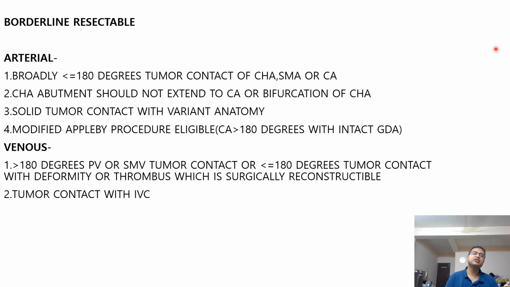Then in venous, if there is encasement of the veins, that is the portal vein or SMV, but up to a particular length which can be surgically reconstructed, it can again be resected. So in artery, usually we say up to abutment is resectable, borderline resectable. Encasement of the celiac trunk is particularly now being considered borderline resectable because of the modified Appleby procedure. But in veins, usually encasement is also considered to be resectable up to a particular length. Then the tumor contact with the IVC can also be resected up to a particular length.